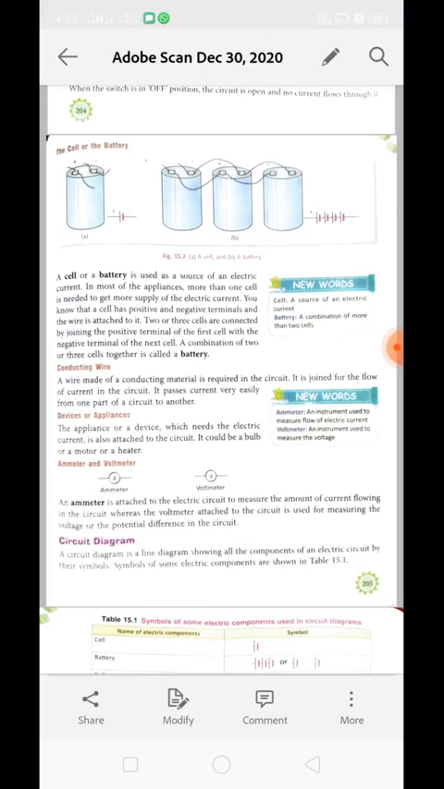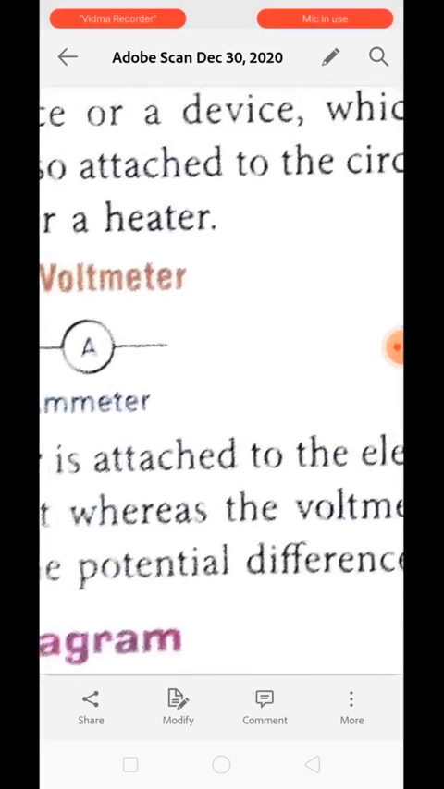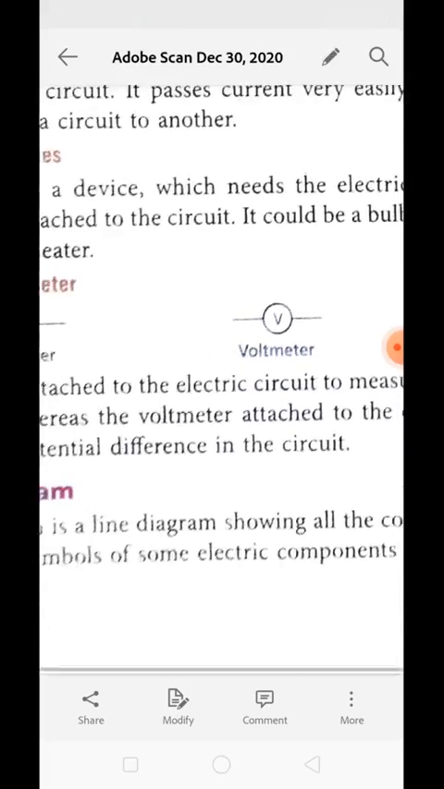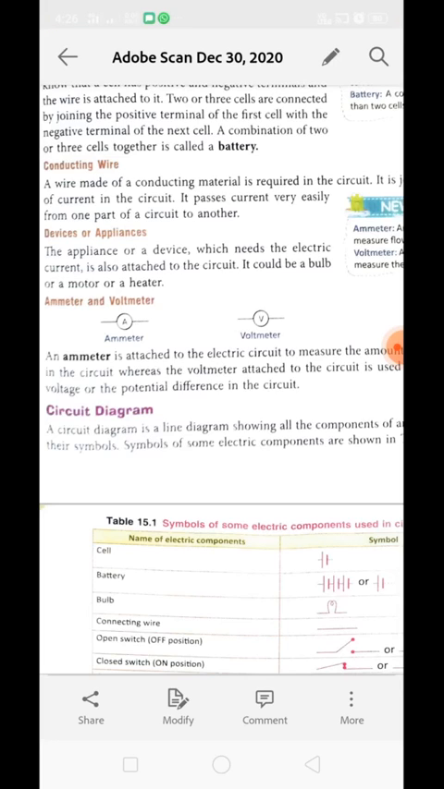Now next is the ammeter and voltmeter. You can see this is the symbol for the ammeter and this is the symbol for the voltmeter. An ammeter is attached to the electric circuit to measure the amount of current flowing through the circuit, whereas a voltmeter is attached to the circuit to measure the voltage or potential difference in the circuit.